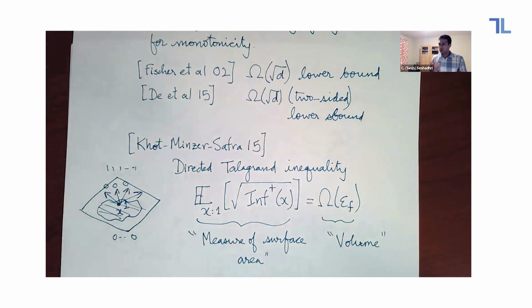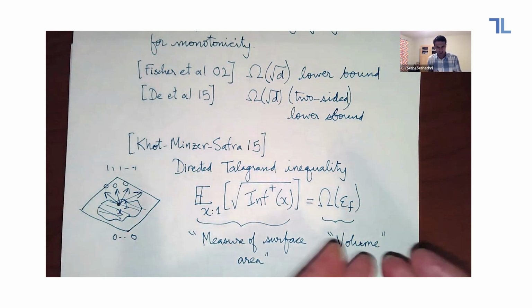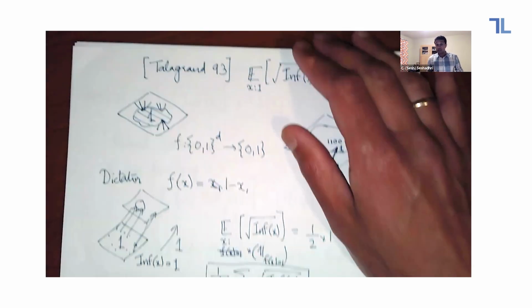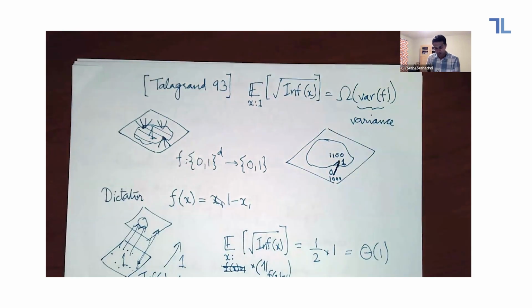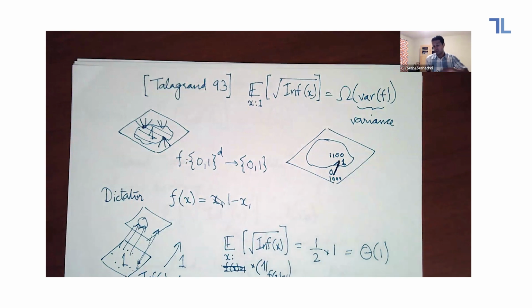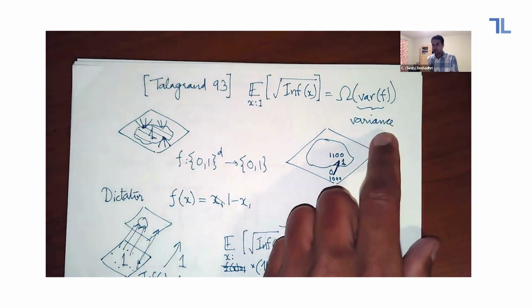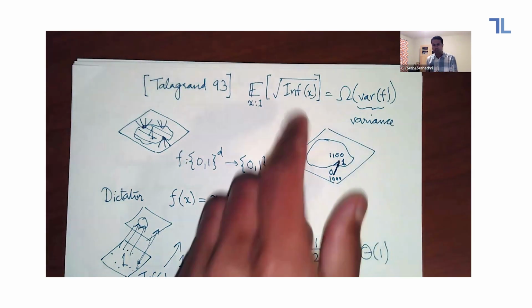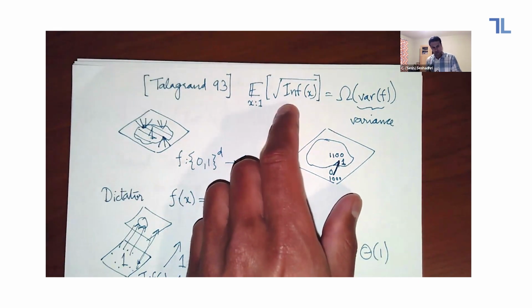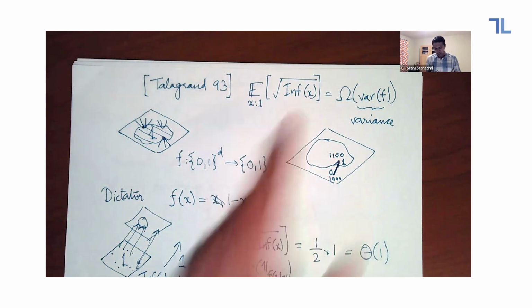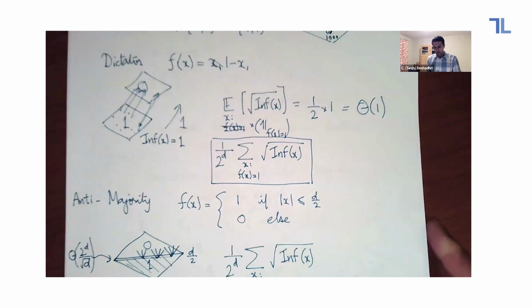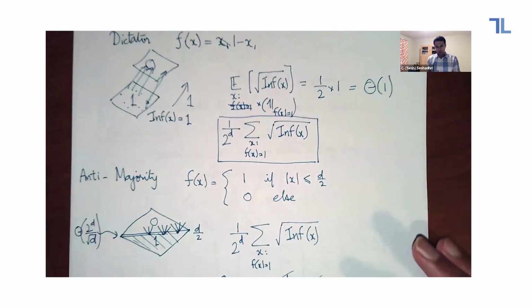Now, where did this square root come up, and where did this overall picture come up? Well, Talagrand in '93, in the analysis of Boolean functions, proved a similar statement, except in the undirected sense. In the undirected sense, we have variance as the measure of volume. And we're looking at the total influence, which counts the influence that goes below or above or anything.